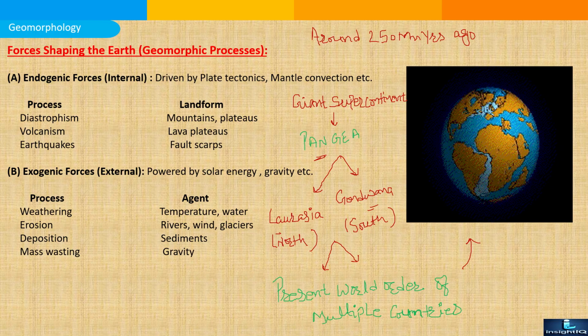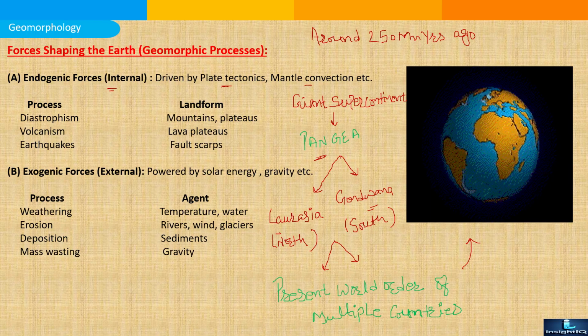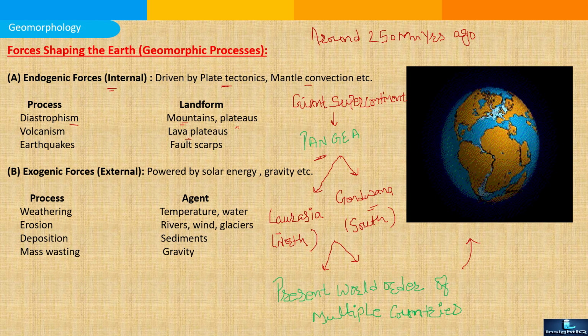One is endogenic forces, also known as internal forces. They are basically driven by plate tectonics, mantle convection, etc. What are the processes occurring in this? One is diastrophism, which is related to the formation of mountains and plateaus. Next is volcanism, lava plateaus, and earthquakes, which are related to faults and scarps.